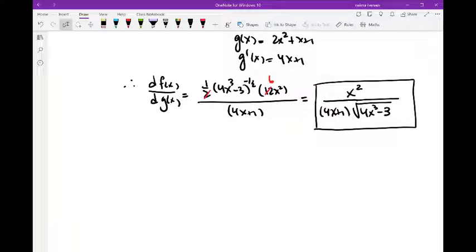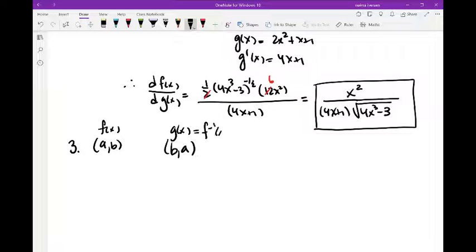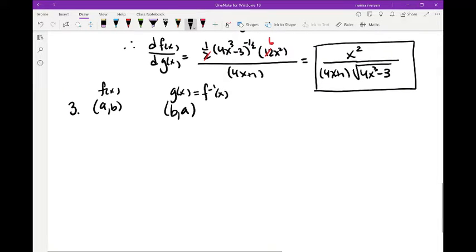Okay, the next one is the inverse function question. So when we take a look at the inverse function, we have to remember that if you have something like f of x and you have the point a comma b on it, and g of x is the inverse function, then g of x is going to have b comma a. So if g of x is equal to f inverse of x. So keep that in mind.